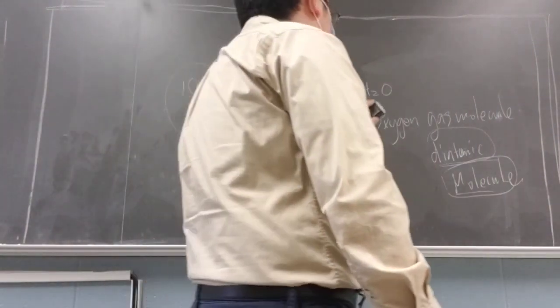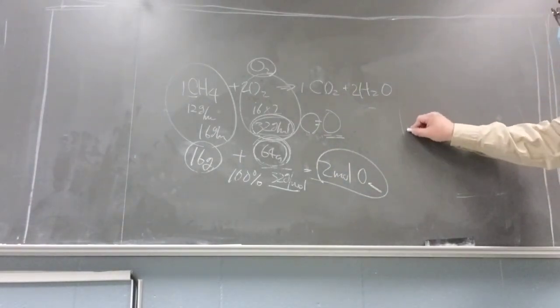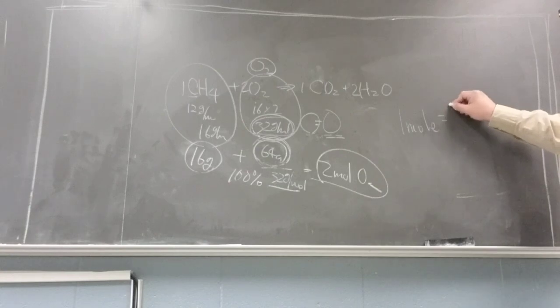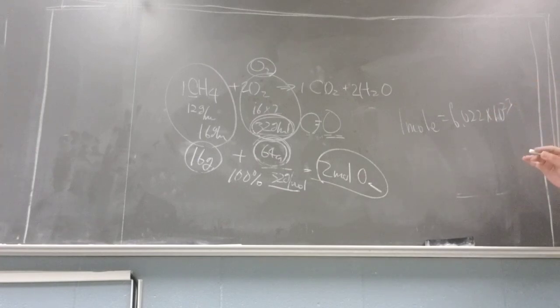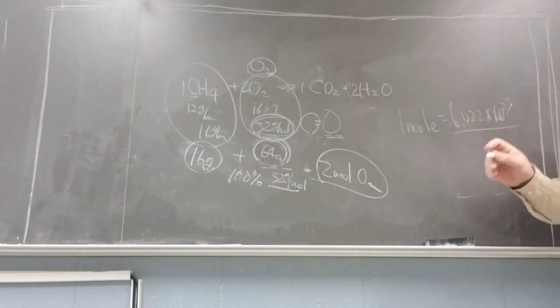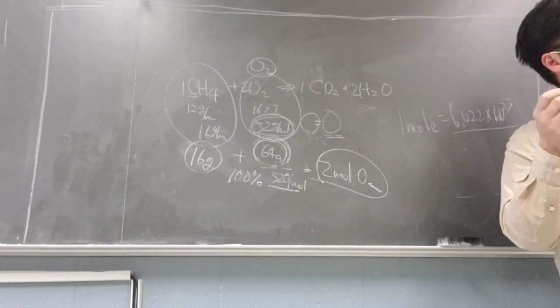So 1 mole is equal to 6.022 times 10 to the 23rd. So it's a huge number. We use this number because the actual mass of the proton or neutron is very small.